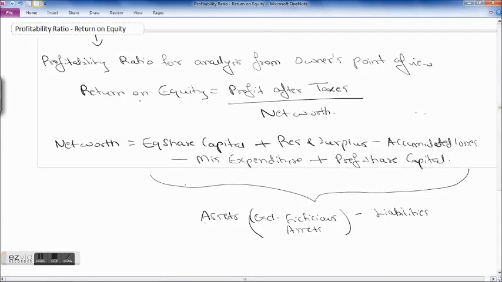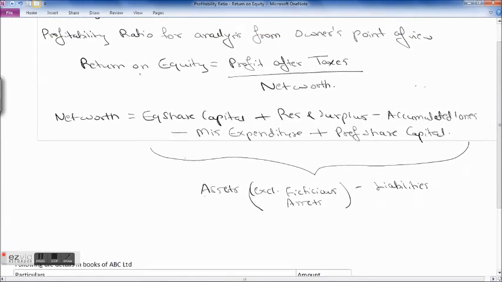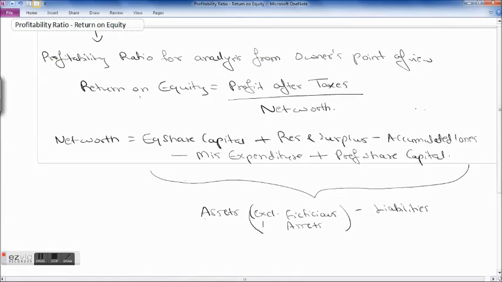Now if we want to calculate net worth from the equity shareholders point of view, what we need to do is we need not add the preference share capital. Okay, we just have to add equity share capital plus reserves and surplus less accumulated losses less miscellaneous expenditure. We need not add preference share capital as the dividend paid to the preference share capital is fixed. Okay, so they won't get any part from the profit other than their dividend, right? They won't get any additional dividend. Okay, so in that case we won't be considering the preference share capital.